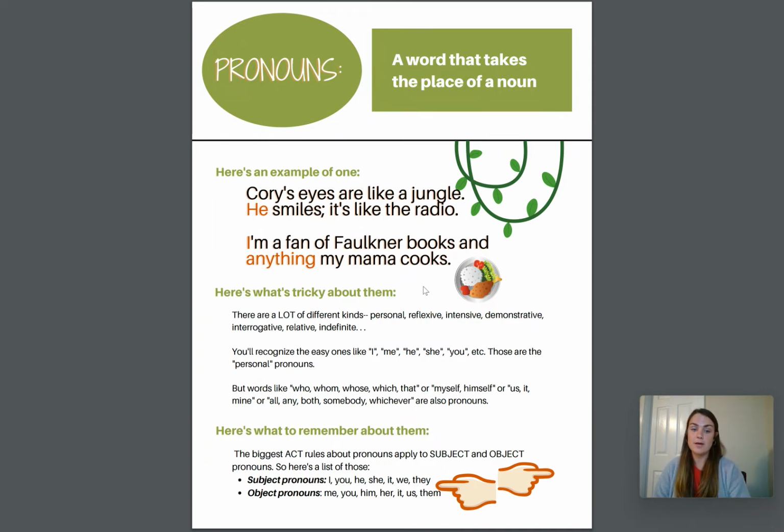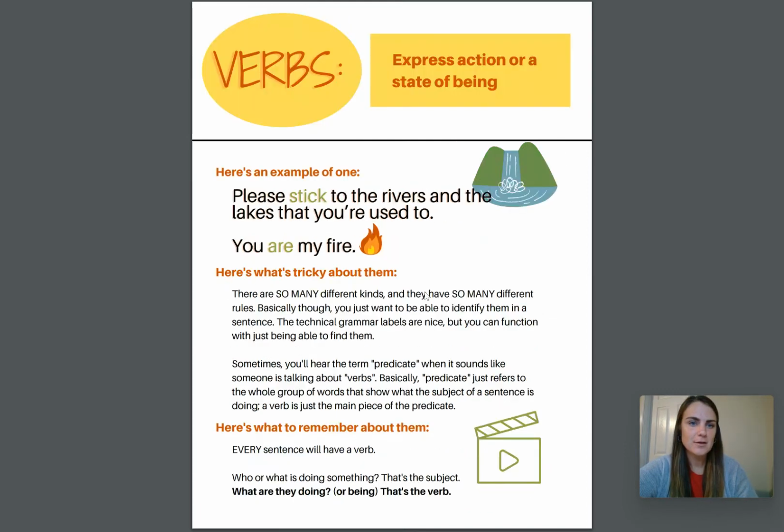But what you want to remember about them is that the biggest ACT rules about pronouns, where you're going to have to differentiate between two, come with subject and object pronouns. So I listed those there for you. The subject pronouns, I, you, he, she, it, we, they, and the object pronouns, me, you, him, her, it, us, them. So those are the ones you want to make sure you identify when you are looking at sentences in a test-taking environment. Those are the ones you're going to have to pick between and do things with. So if you're memorizing anything, those are the pronouns that you want to have a pretty good handle on.